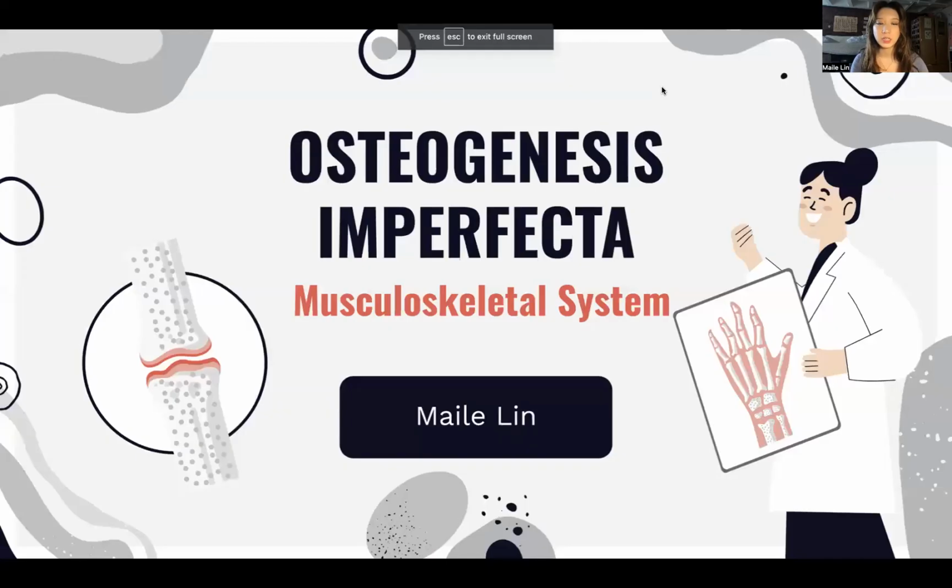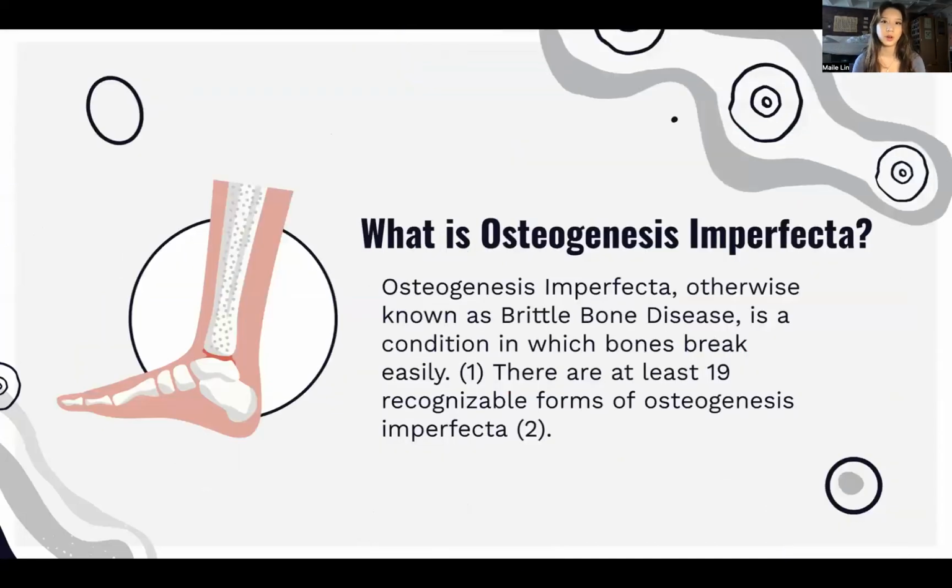So today I'm going to be talking about osteogenesis imperfecta, which affects the musculoskeletal system. So what is osteogenesis imperfecta? Otherwise known as brittle bone disease, it's a condition in which bones break easily, and there's at least 19 forms of osteogenesis imperfecta, which from now on I'm going to be referring to as OI because it's shorter.